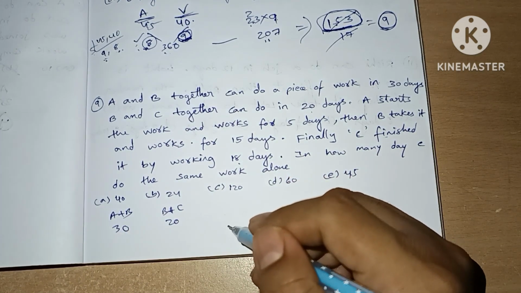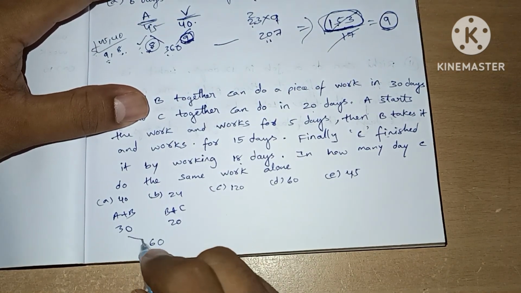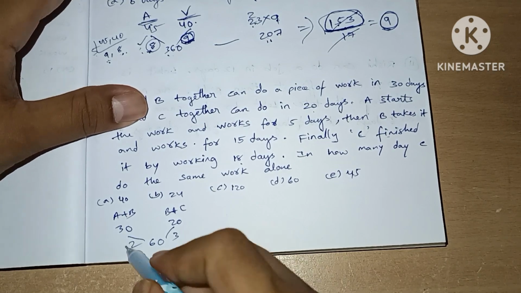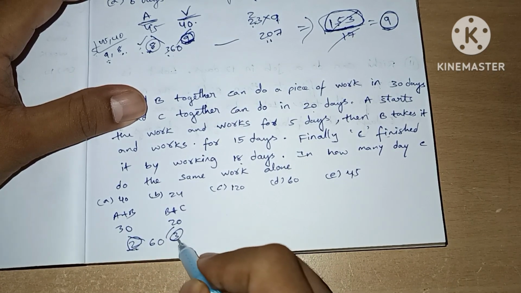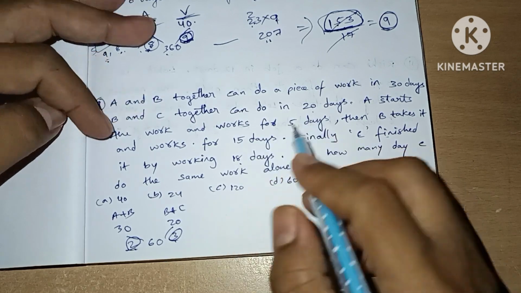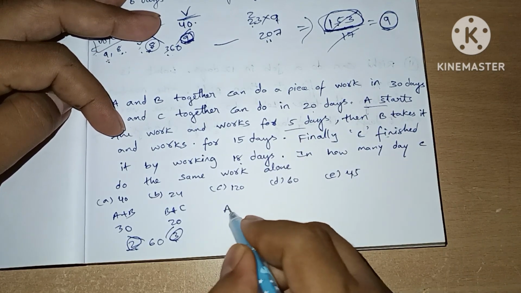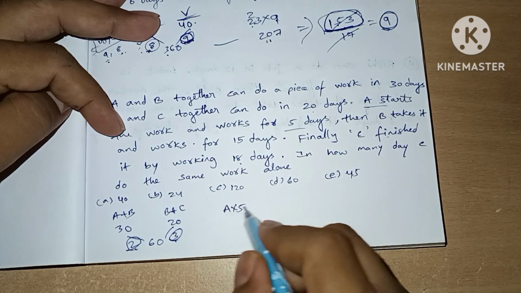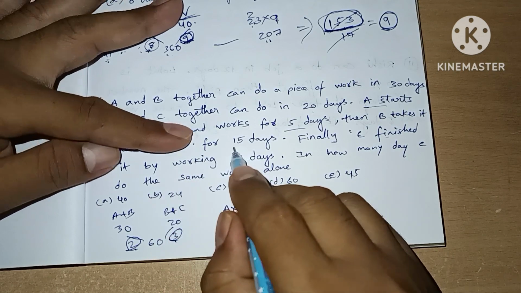Let's take the LCM for these two. We have 60, with 2 and 3. So the efficiency of A and B together is 2. The efficiency of B and C together is 3. Here in this question, A worked for 5 days and B worked for 15 days.